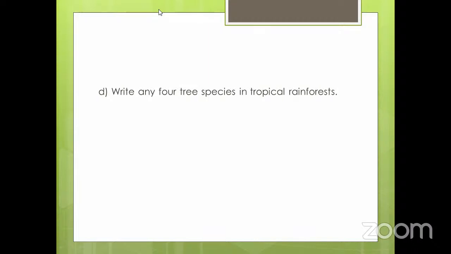Roots. Some of the, yes, Ruth? Roots, not really. We are looking at the types of trees that grow in tropical rainforests, not basically the parts. Who else can try? Yes, Ruth. Ruth, I still see your hand up.